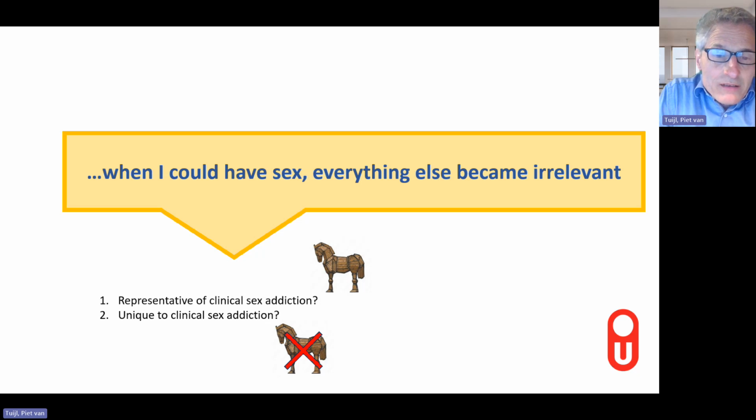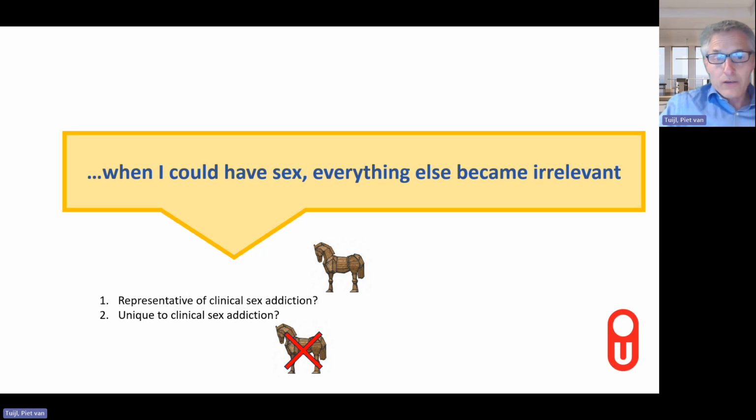So think about it. Does it go for Mr. Strong, who's having problems? Yes, but does it also go for Bert, who's not having any problems? Probably also. When he could have sex, everything else would become irrelevant. So here we have this question, but is it actually unique to sex addiction? I would say it isn't. And the consequence of that, that it's not a unique indicator, means that there are a lot of people who score high on this question, but don't show any signs of sex addiction at all. And this is often the case.